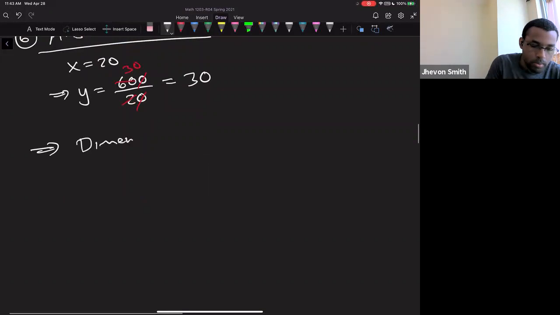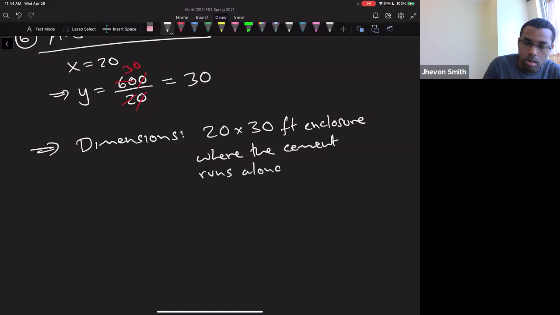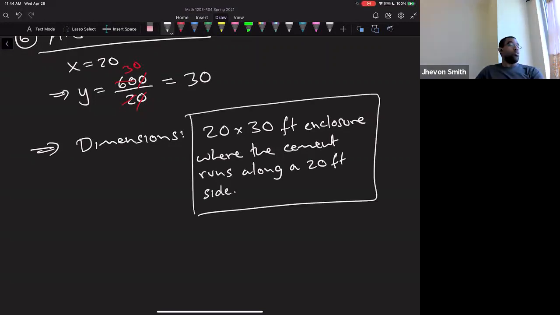Dimensions are, it's a 20 by 30 foot enclosure where the cement runs along a 20-foot side. That will give you the area you want, and it will be the smallest cost.